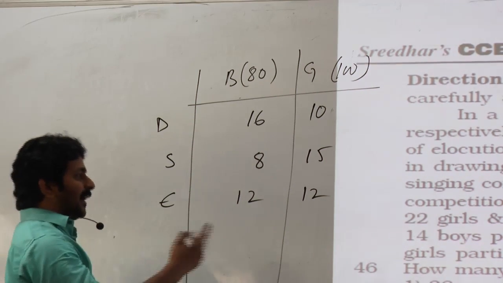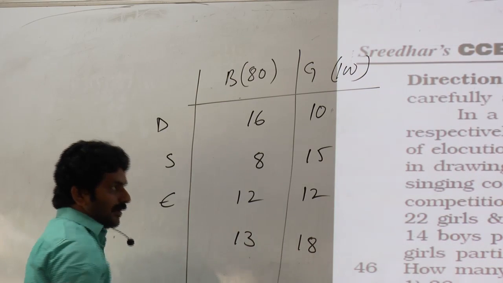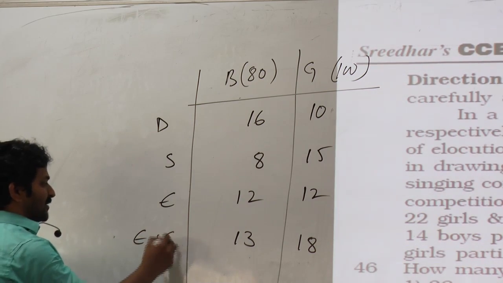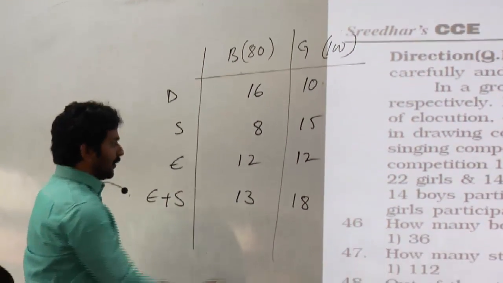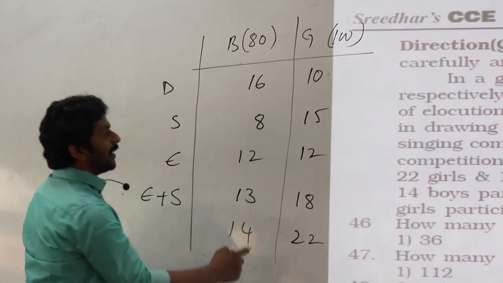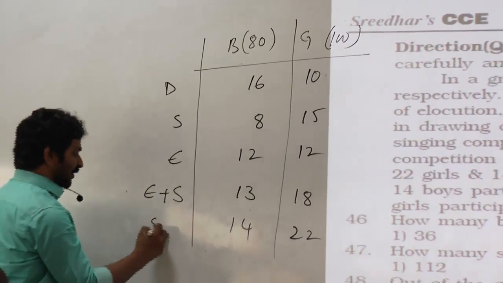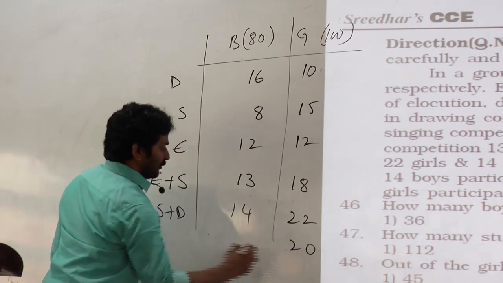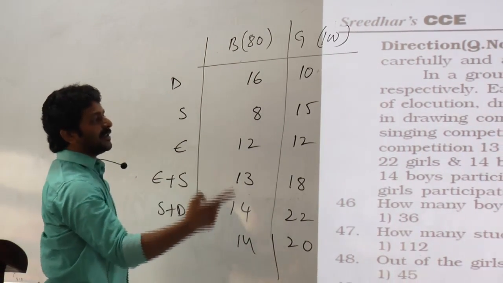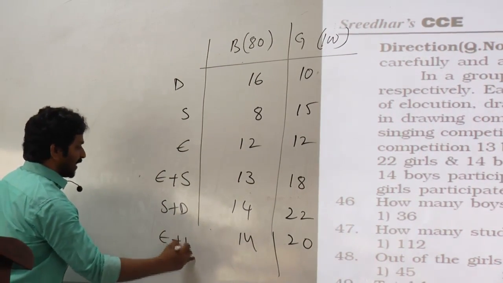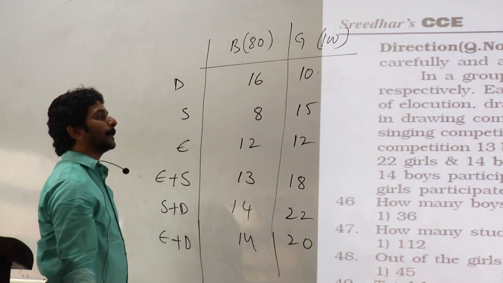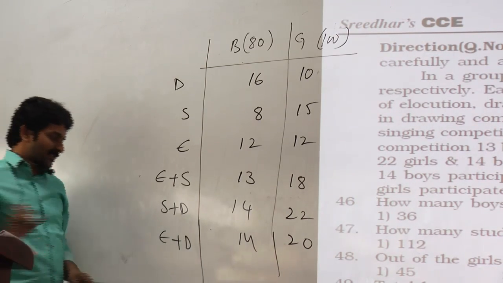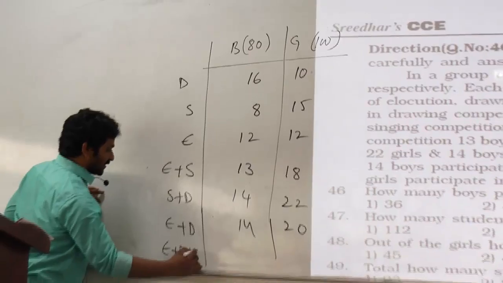13 boys and 18 girls participate in elocution as well as singing. Next, 22 girls and 14 boys singing as well as drawing. 20 girls, 14 boys participate in elocution as well as drawing. Remaining boys and girls participate in all. All in the sense elocution, drawing and then singing.